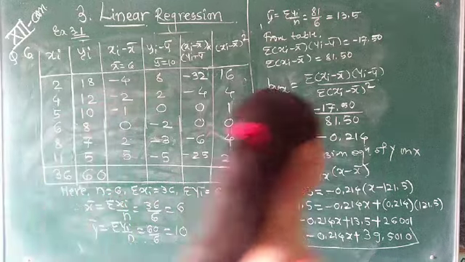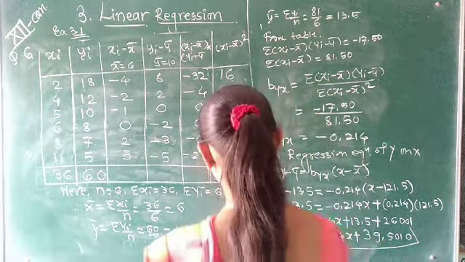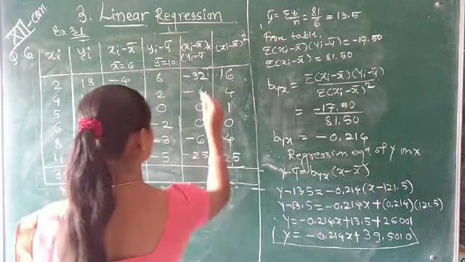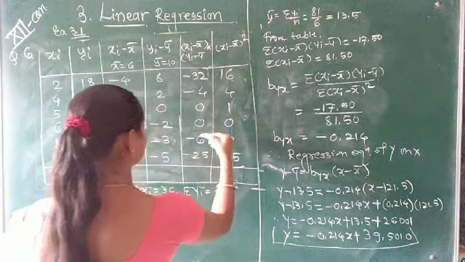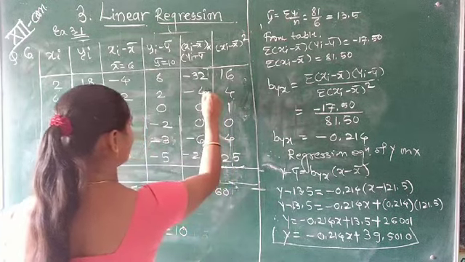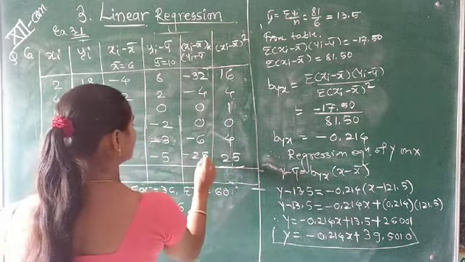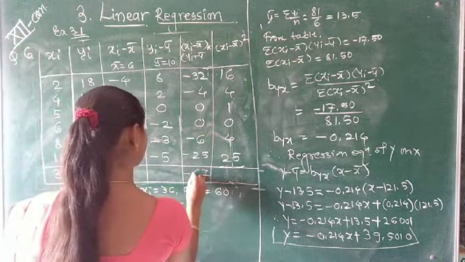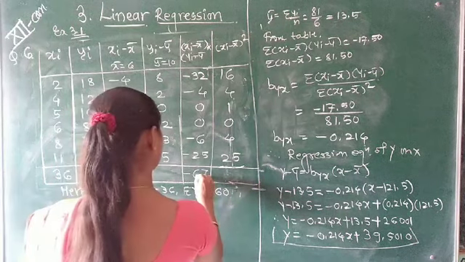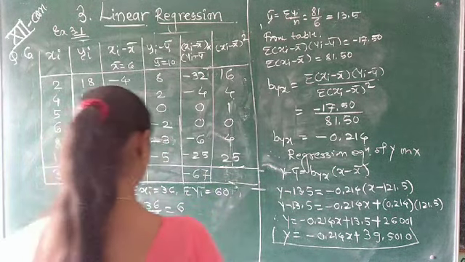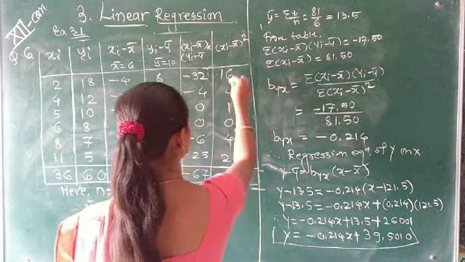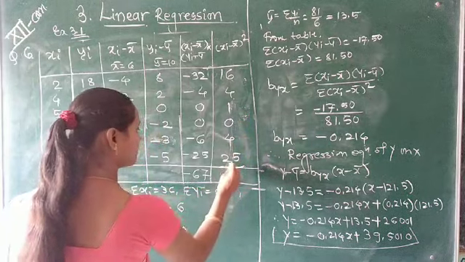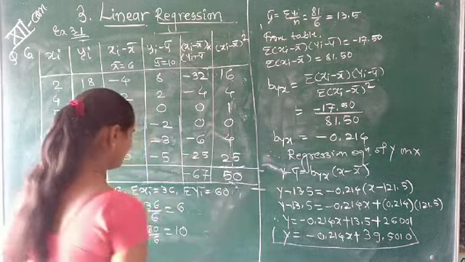Now take the addition of these two columns. First, the summation of the product: the terms are all negative, so 32 plus 6 is 38, plus 6 is 44, plus 25 is 69... that is minus 67. And the summation of xi minus x bar square is 16 plus 4 is 20, 20 plus 1 is 21, plus 4 is 25, 25 plus 25 is 50.